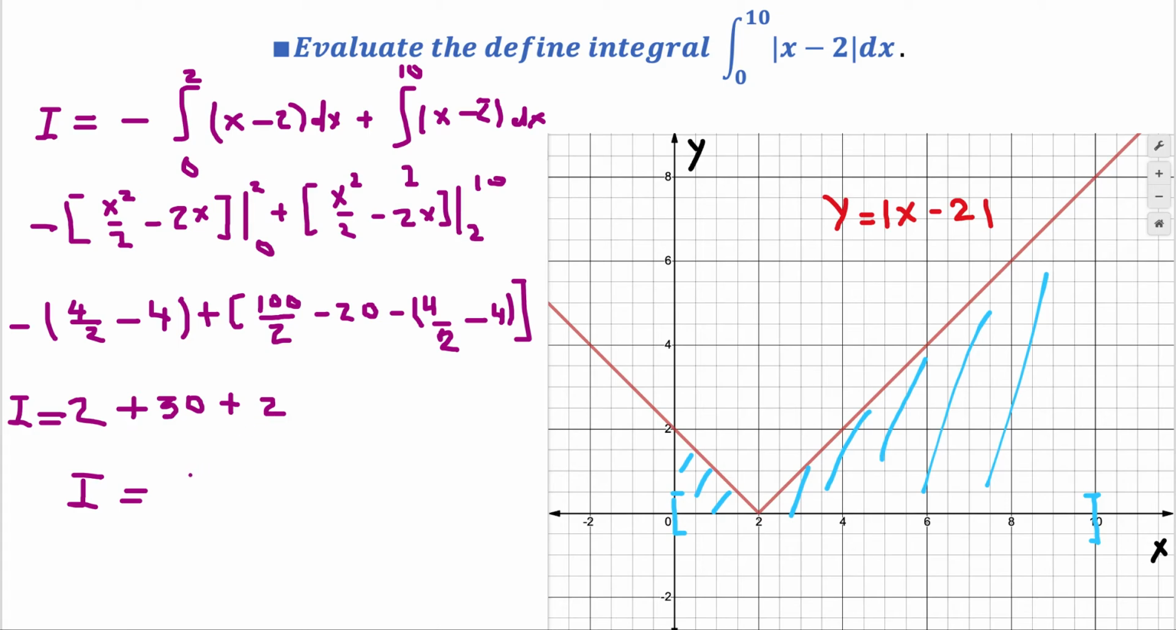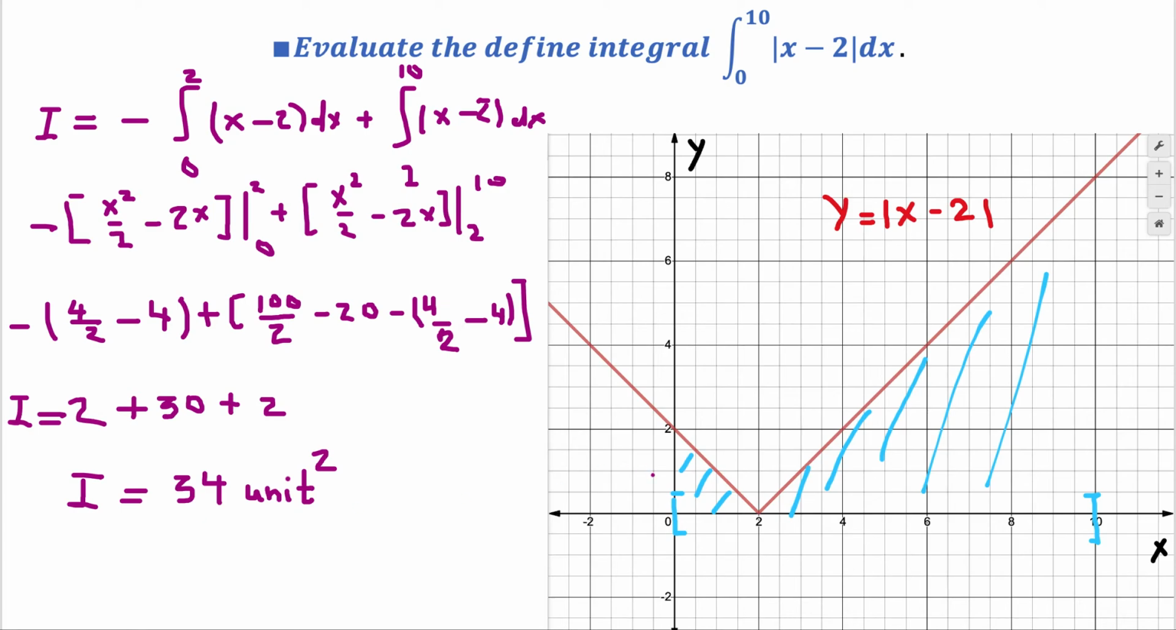2 plus 2 is 4. This is 34 square units. 34 square units. Let me write unit square in this way.